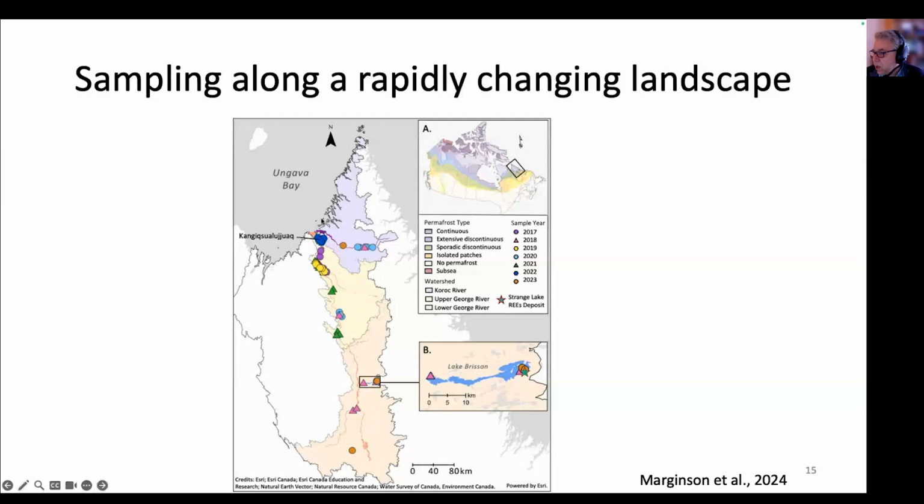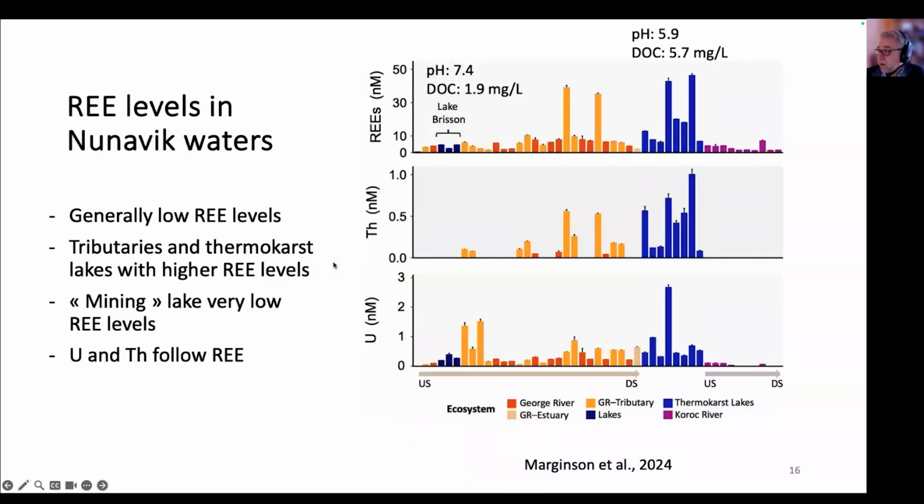And we also looked into a second watershed, the Koroc River watershed, that is a bit different with respect to permafrost. It's richer in continuous permafrost there. And the data that we collected over the last 10 years there, in partnership also with the Kativik Regional Government and Nunavik Parks, are shown here.